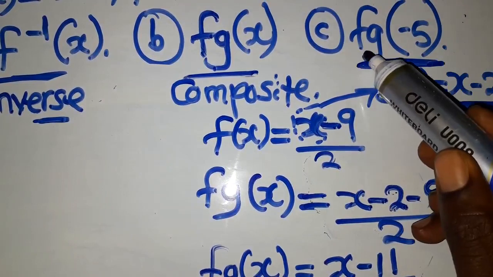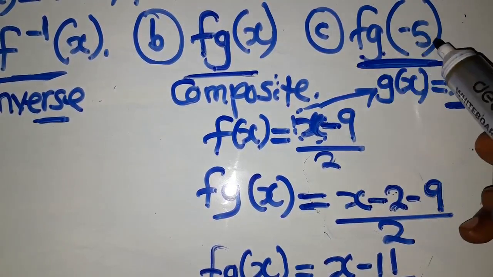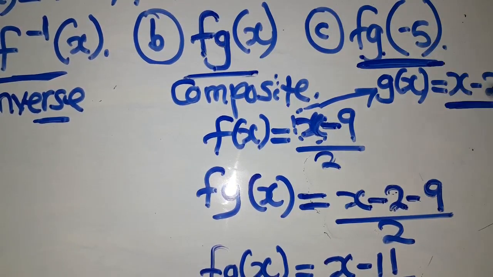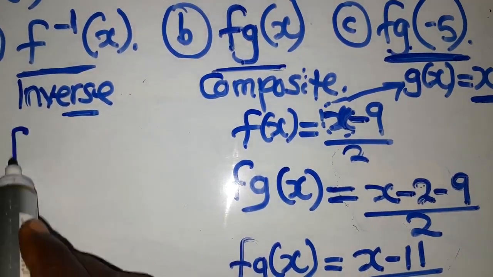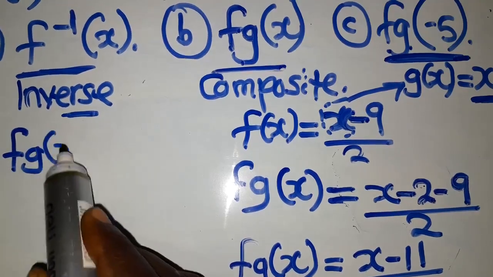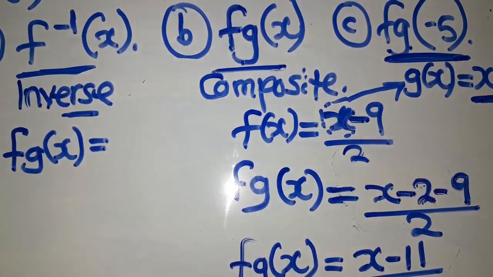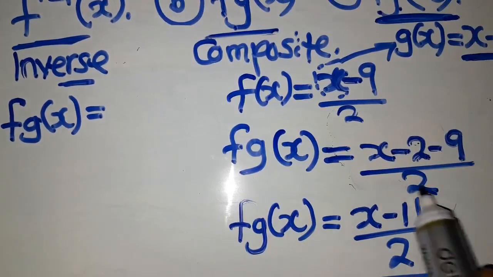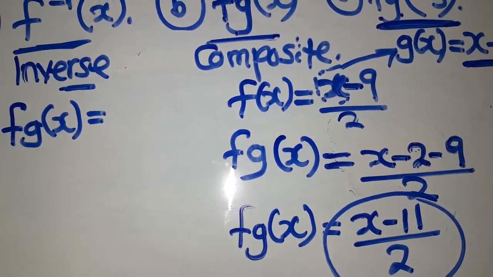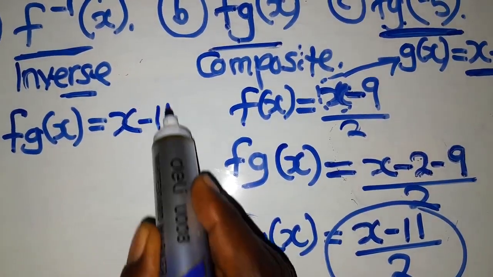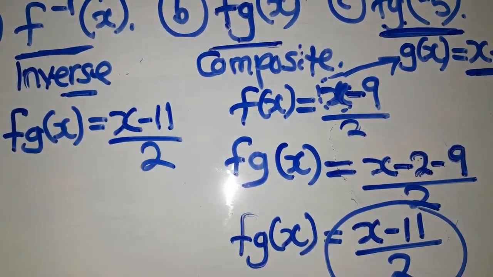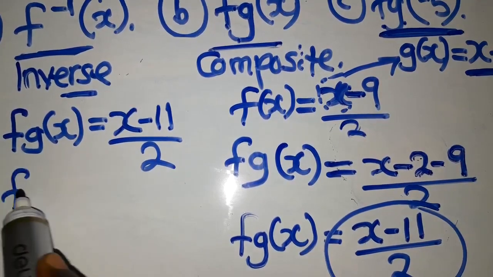Have you seen fg of negative 5? So you ask yourself, where is the original function? The original function of f of g of x is equal to what? This one which you solved here, it is this one here which you had to solve. So it is what? x minus 11 over 2. We've already solved that one, so no need of solving it for the second time.